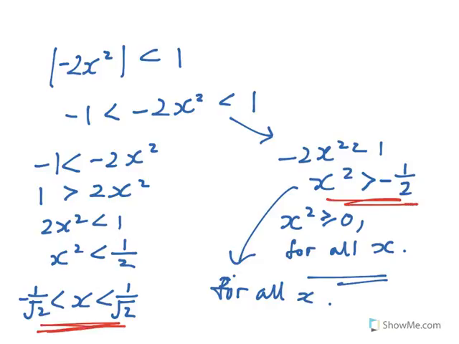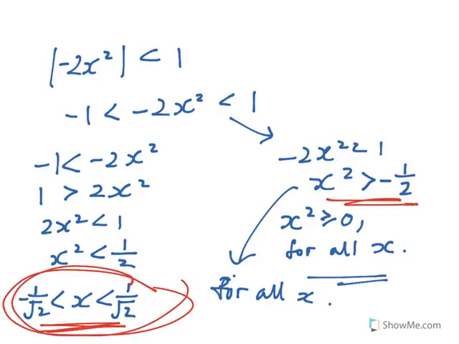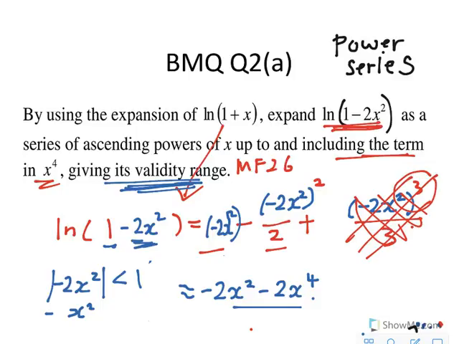The final validity range that we want is the true intersection. Going back just now, the expansion is valid for -1/√2 < x < 1/√2. That's the end of 2A.